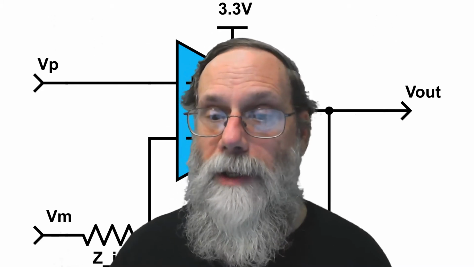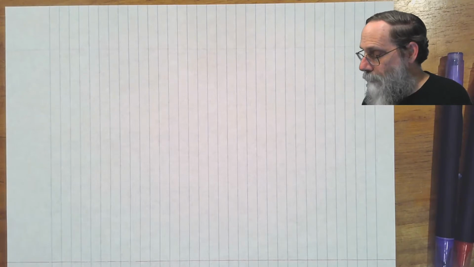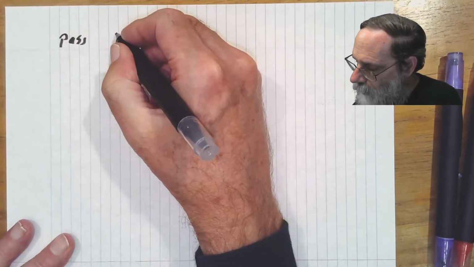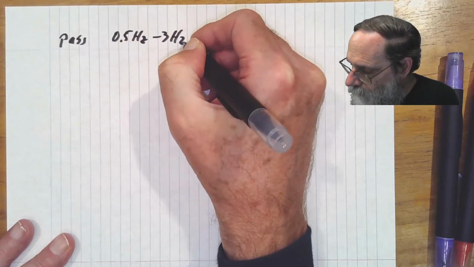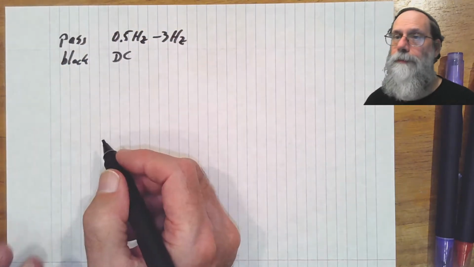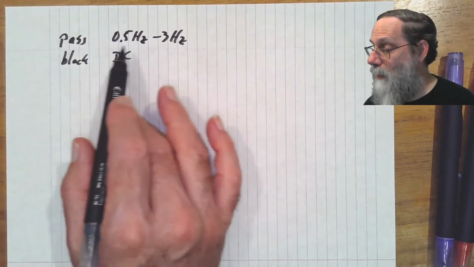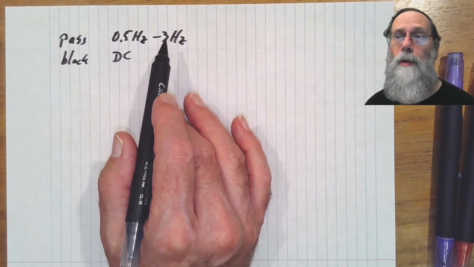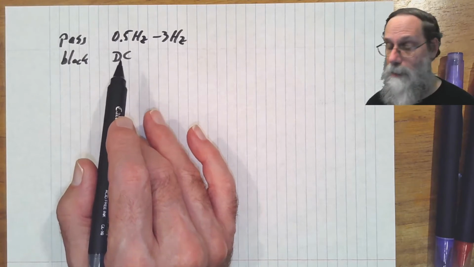So we can give a specification for our filter. We want to pass 0.5 hertz to 3 hertz. And we want to block DC. Now, I'm not saying anything about what happens outside the range 0.5 hertz to 3 hertz. Essentially, I'm saying I don't really care what's happening there, except for the DC has got to be completely blocked. I want a gain of 0 at DC.